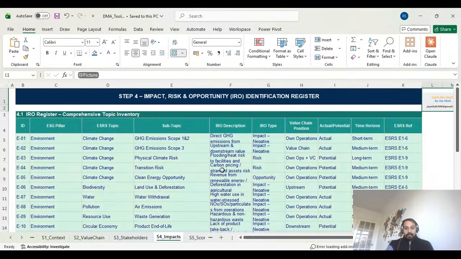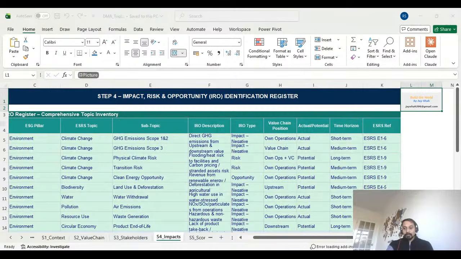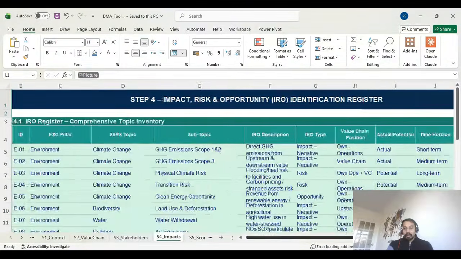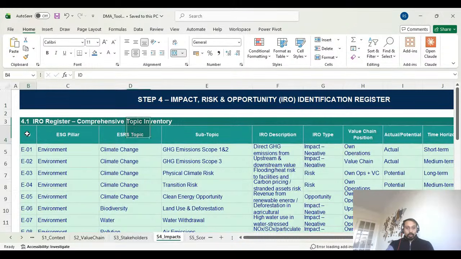Then we will move into a very important part, which is the impact, risk, and opportunity identification register. You can see that different types of impact registrations can be analyzed through various types of standards. Create your master impact, risk, and opportunity inventory through this particular S4 sheet, the IRO register. This is the heart of the double materiality assessment. Every impact, risk, and opportunity gets an ID, particularly in the first column, based on your standards and the metric name.